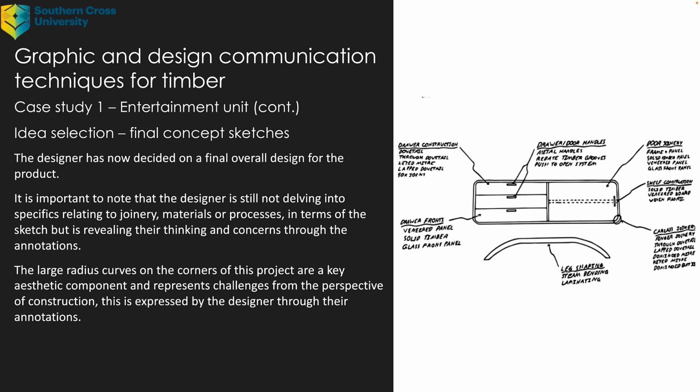And definitely draw attention to the corner joinery, because this was one of the main features of the project. And they've said finger joinery, through dovetail, lapped dovetail, dominoed miter, keyed miter, dominoed butt. So there are a few different joinery techniques that they're considering, and are obviously going to have to do some researching and testing in that. So as I've written there, the large radius curves on the corners of this project are a key aesthetic component and represent challenges from the perspective of construction. This is expressed by the designer through their annotations. You can see that clearly there.